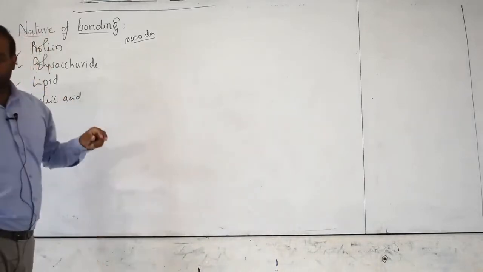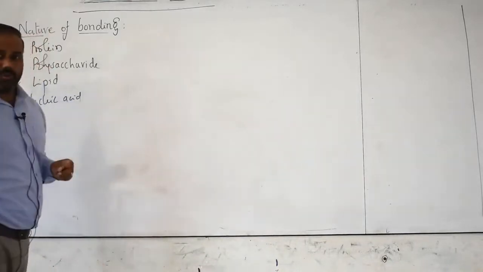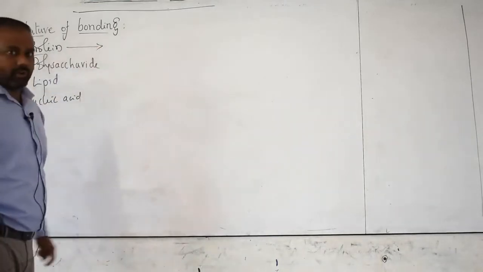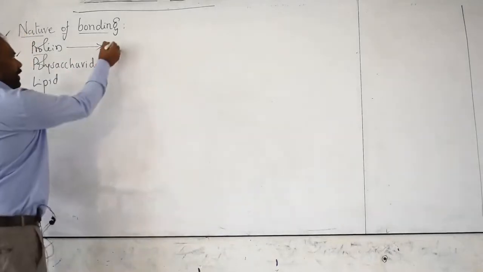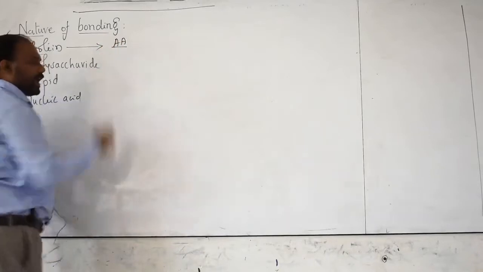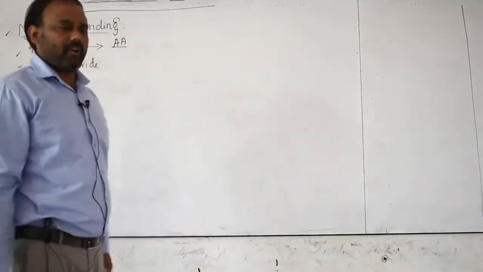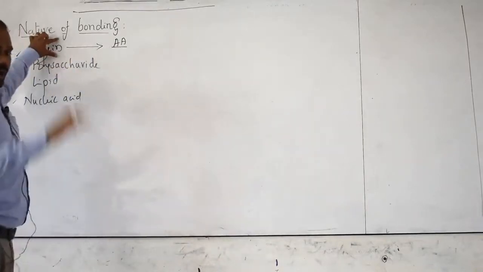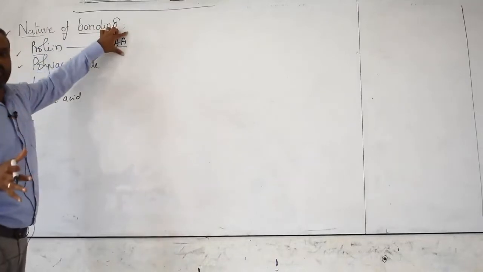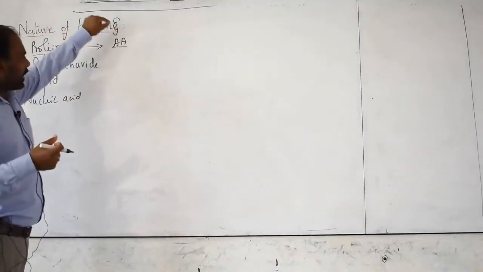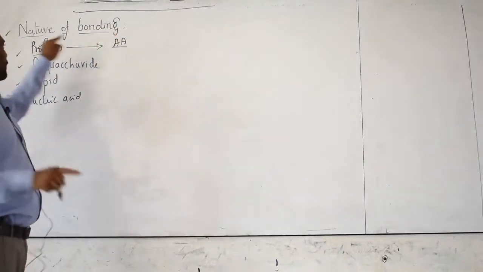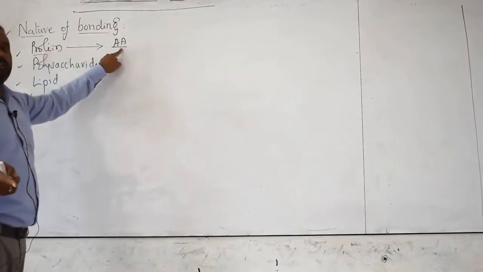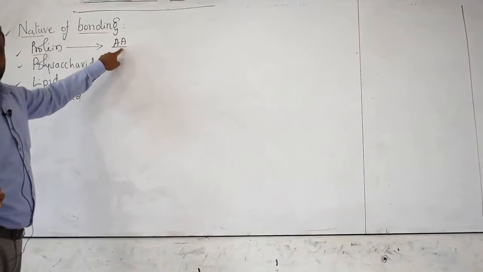Very important to understand: when you take protein as a complex molecule, that complex molecule is made up of very simple monomers, nothing but amino acids. Protein is the complex molecule and amino acids are very simple. The long chain of amino acids is protein, and protein undergoes metabolic reactions resulting in the formation of monomeric units called amino acids.